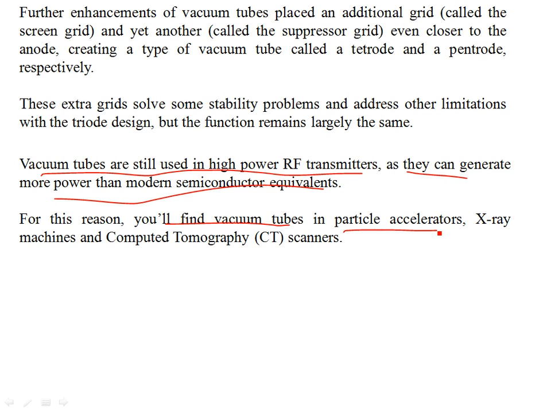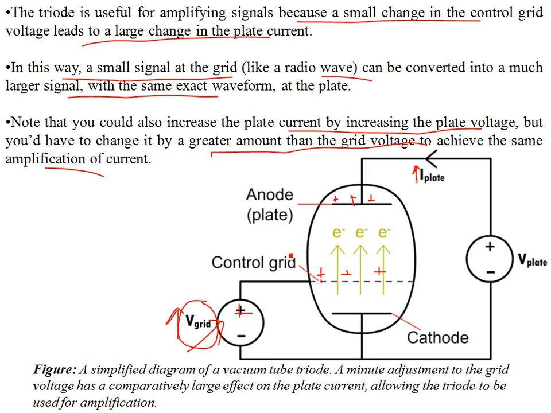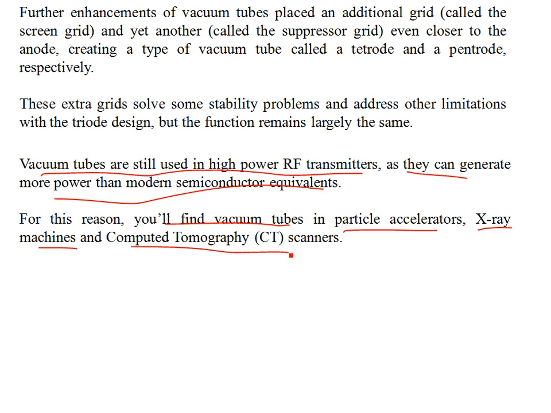For example, in particle accelerators, more power and more current are required. You can find them in X-ray machines or CT scanners, which are 3D scanners as well. But the development of the vacuum tube continued up until 1950, before the advent of transistors, and during those times more versions of tubes were introduced, for example, further enhancements of vacuum tubes.